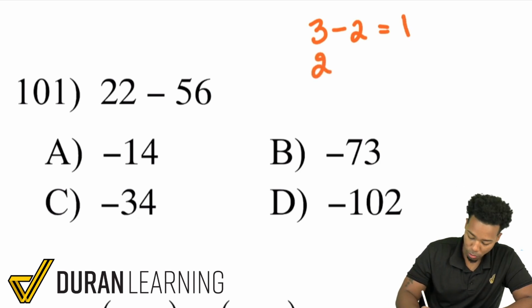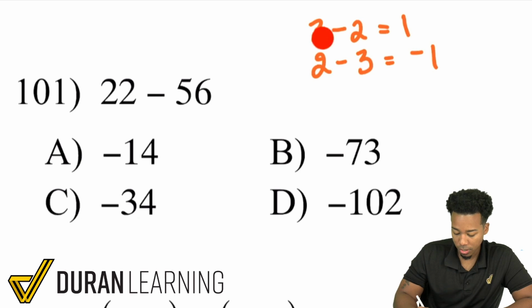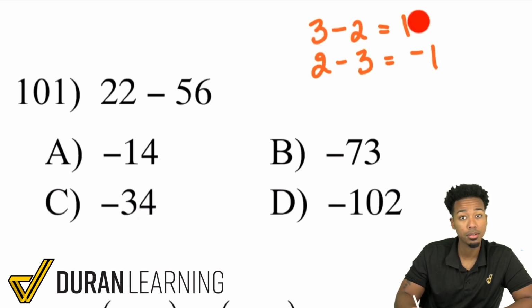Well, what about 2 minus 3? Well, that's still going to be 1, but it's going to be a negative 1. Because if you look at it, basically you're doing this. You're going to subtract the two numbers and keep the sign of the bigger number. 3 minus 2 is 1. The bigger number was 3, so you keep it positive.